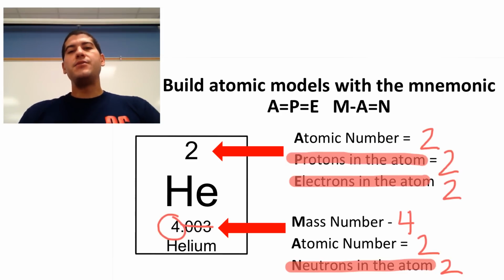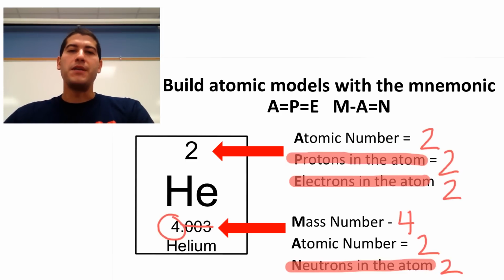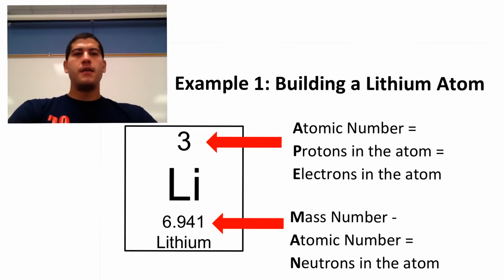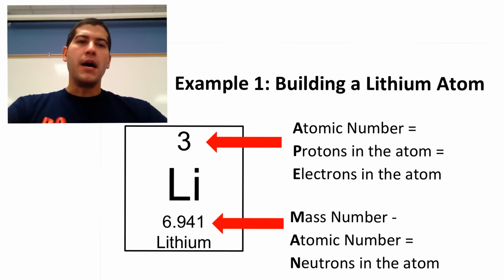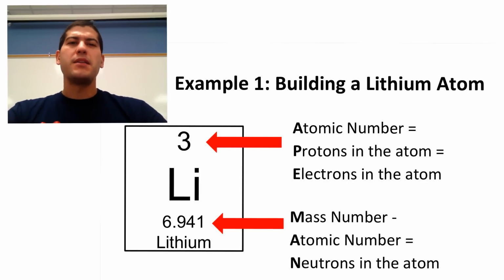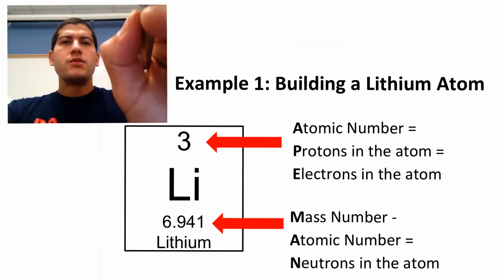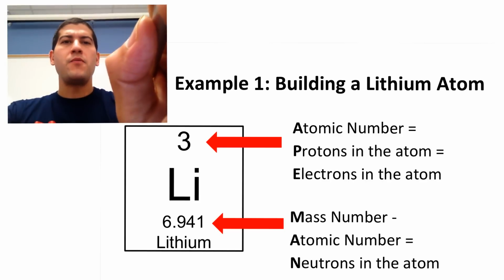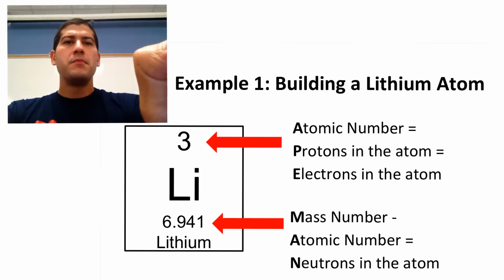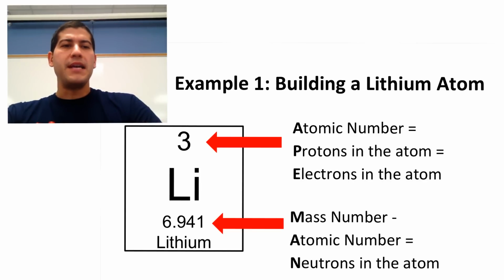Okay, let's use ApeMan to draw a few atomic models. Alright, let's use ApeMan to create a Bohr model of a lithium atom. I know it's a mixture between a Bohr model and a quantum model, but in this class we'll just call it a Bohr model. So I already have the element square and ApeMan written down vertically for us, but let's go ahead and unpack the information.